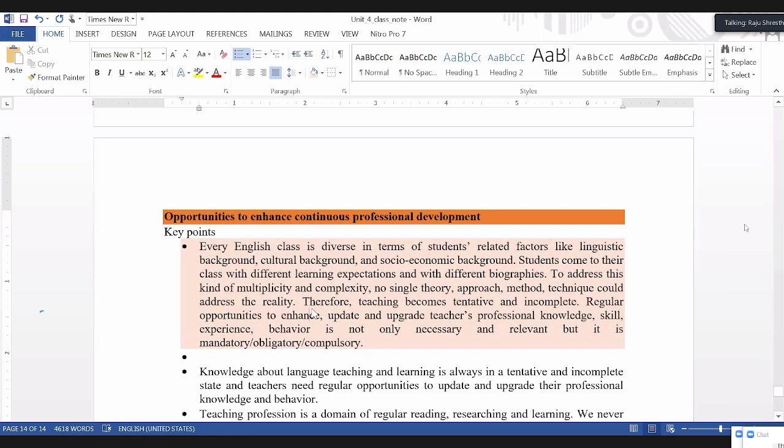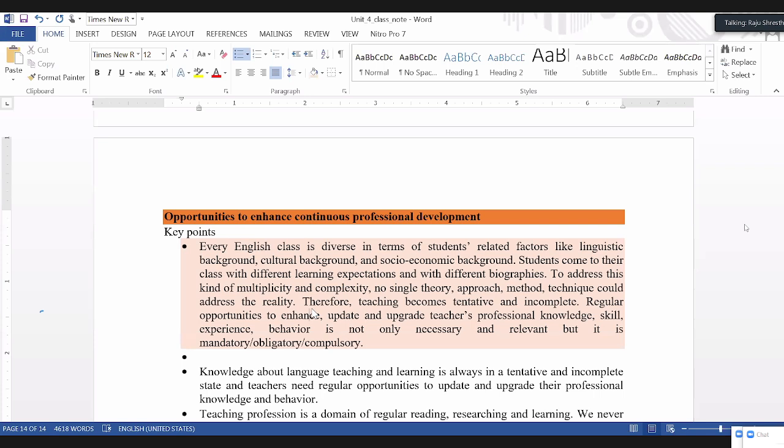English classroom is what? Diverse in terms of what? Students' related factors like linguistic background, cultural background, and socio-economic background. And students come to their class with different learning expectation. फरक एक्सपेक्टेसन हुन सक्छ विद्यार्थीको. कसैले भन्छ किताब पढ्न पाए हुन्छ भन्थ्यो होला, कसैले भन्छ होला किताब नपढेर खेल्न पाए हुन्छ भन्छ होला हैन, कसैले भन्छ होला हैन भिडियो हेर्न पाए हुन्थ्यो, हैन अडियो सुन्न पाए हुन्थ्यो, खेल्न पाए हुन्थ्यो भन्छ होला.